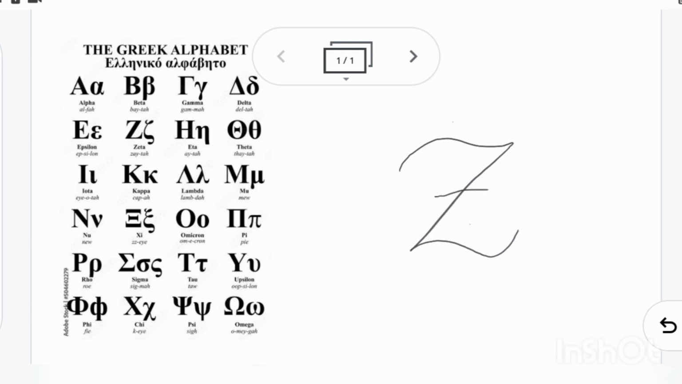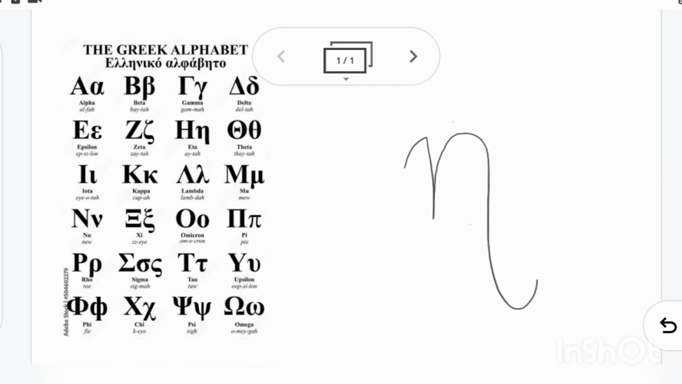Okay, so now coming to eta. The capital eta is like the capital H in English, whereas the small one looks like an N, and that N has a tail there. Yeah, it's like a cursive tail, right? So it's just easy.